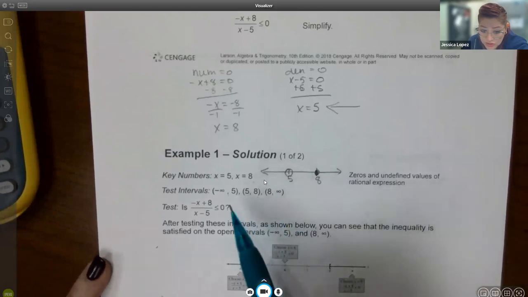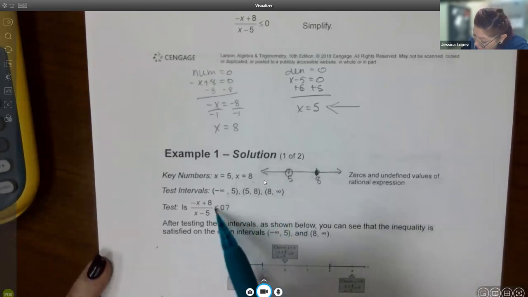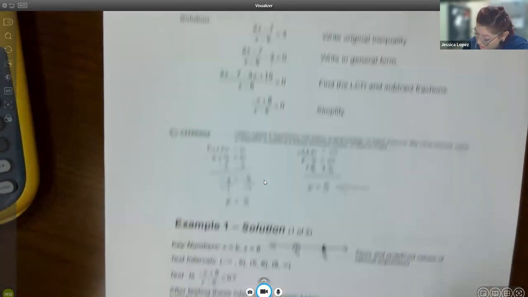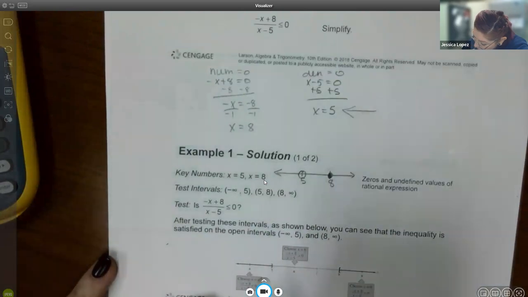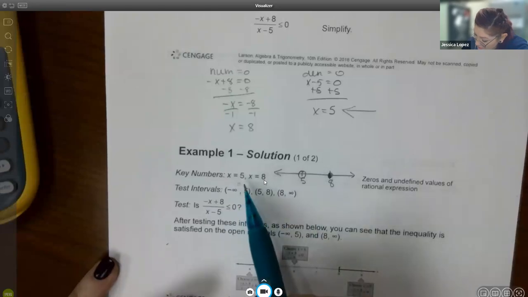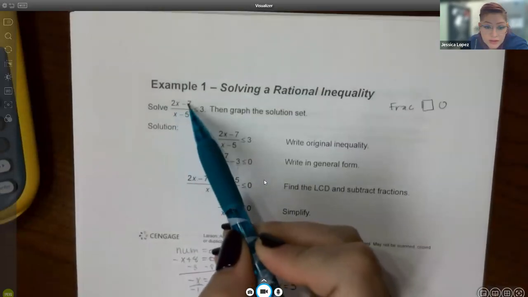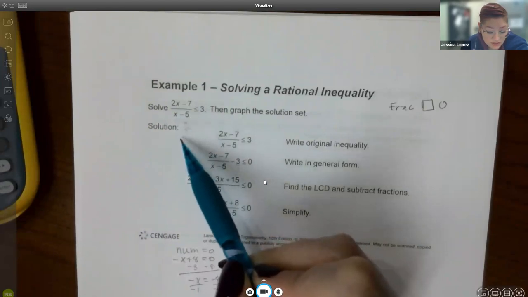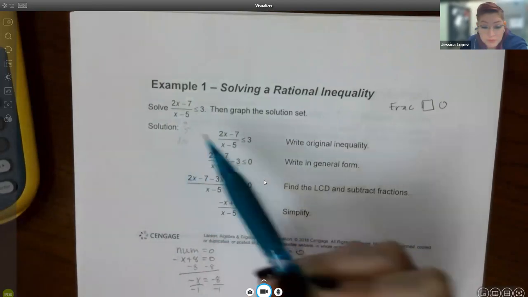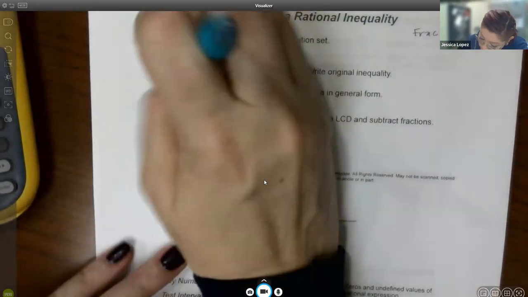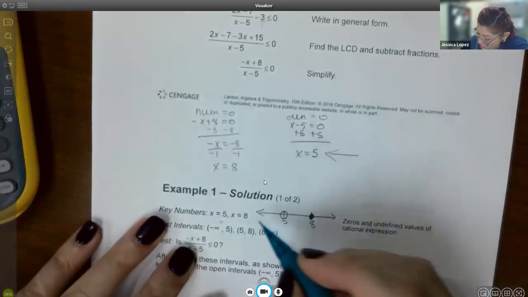And then you're going to check each interval. So in here, when you check them into this, or you can check them into the original, either way is fine. But what we're going to do is pick a number between this, I'm going to pick zero. And so when you plug in zero in here, you get negative 7 over negative 5, which is a positive 7/5. And that's actually like 1.4 or something like that. So that's actually less than 3. So this section checks out.